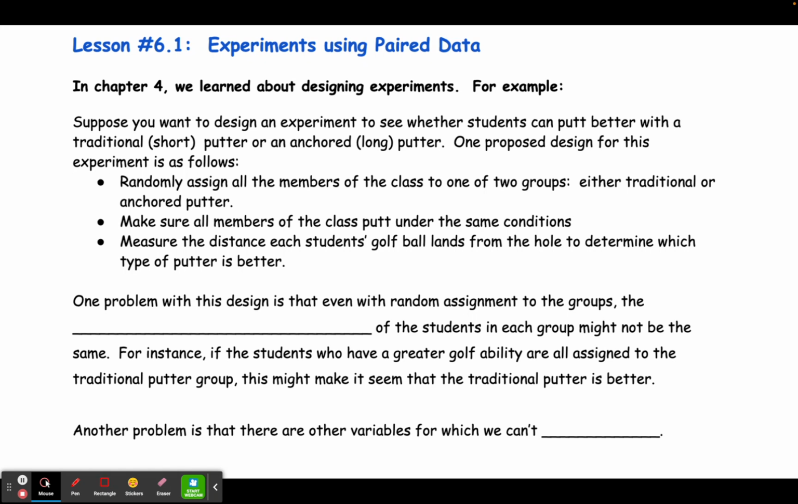For example, suppose that you wanted to design an experiment to see whether students can putt better with a traditional or short putter over an anchored or long putter. One way you could design an experiment to determine this is as follows. You could randomly assign all the members of your class to one of two groups, either a traditional or an anchored putter. So basically, you're splitting the class into two separate groups, and they may or may not be the same size depending on how many students are in your class.